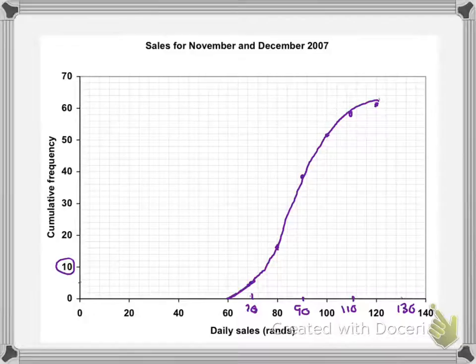Notice the top point should be in line with 61. I know I haven't drawn it very accurately there. It was quite hard. And yeah, so there you go. So there's my ogive. The question might ask you several other things.